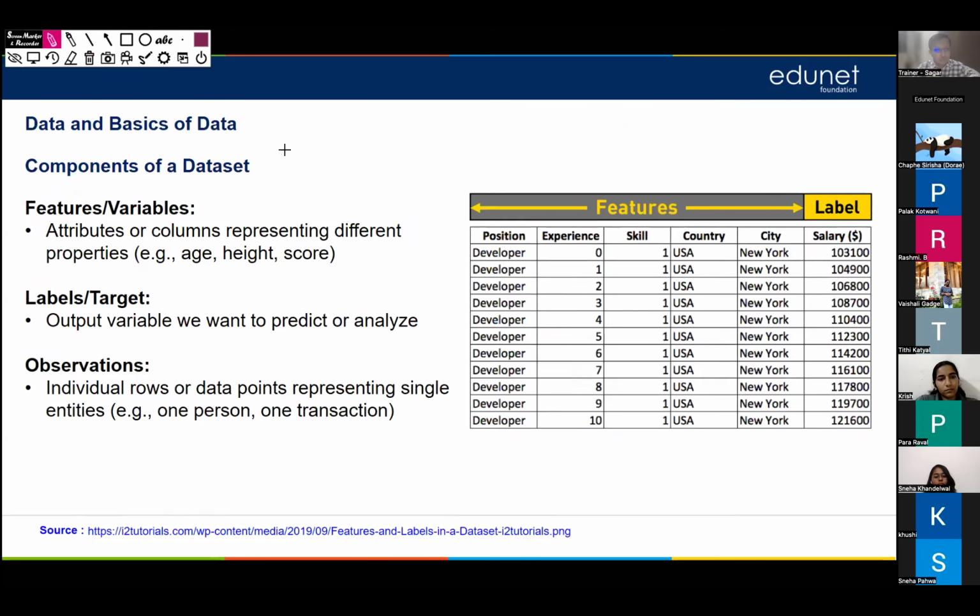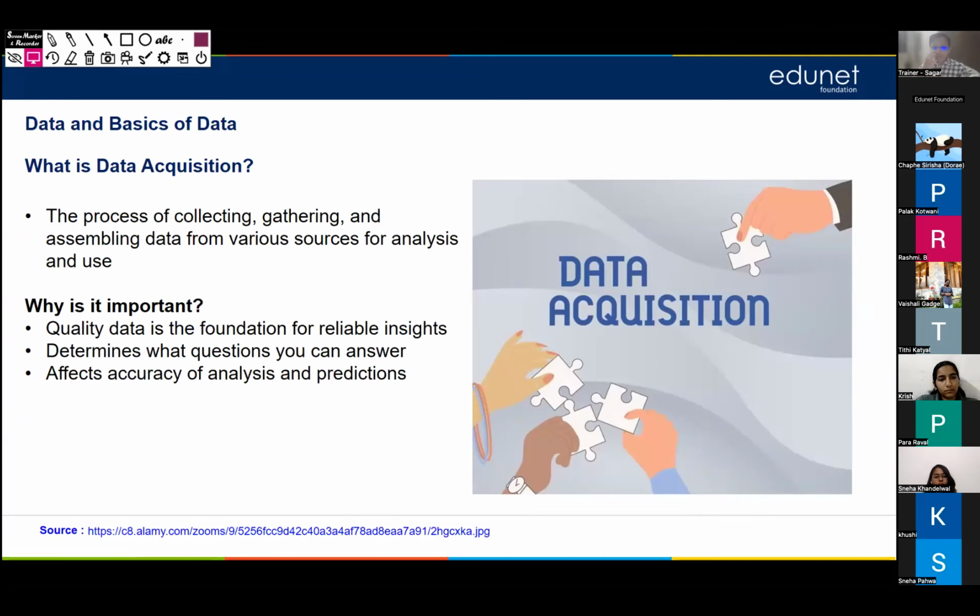Okay. Assuming none of you have doubts, and in case you have, please feel free to ask or put it in the chat. Right? The last and the most important thing, and this is where you all are going to do a small activity for me and Uma ma'am. What do we mean by data acquisition?